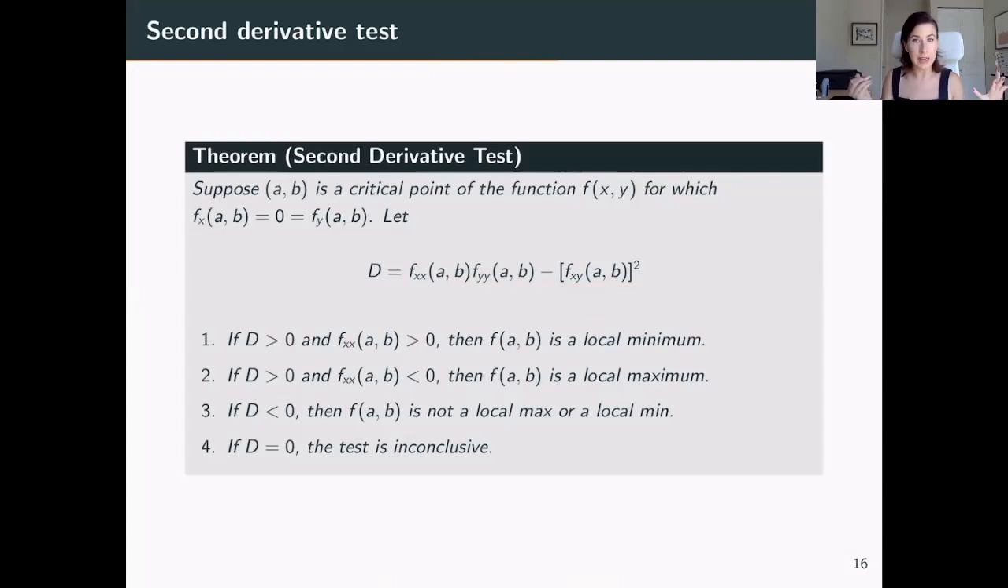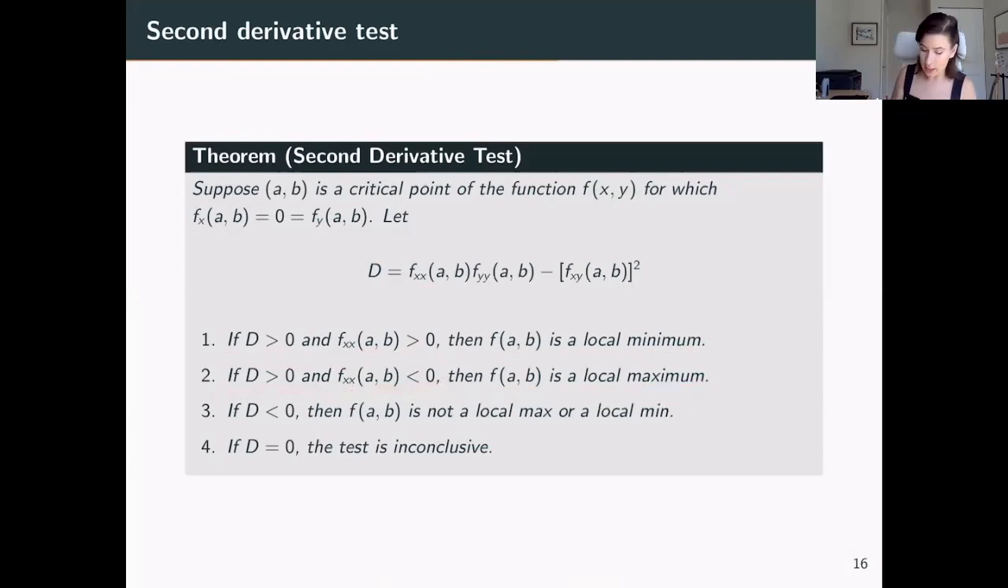But what the second derivative test says is essentially relating the value of this D to the value of fxx. So if this D value is positive and fxx is also positive, then we have a local min. So positive always gives me a local min. If my D is positive, but my fxx is negative, then our critical point is going to result in a local max.